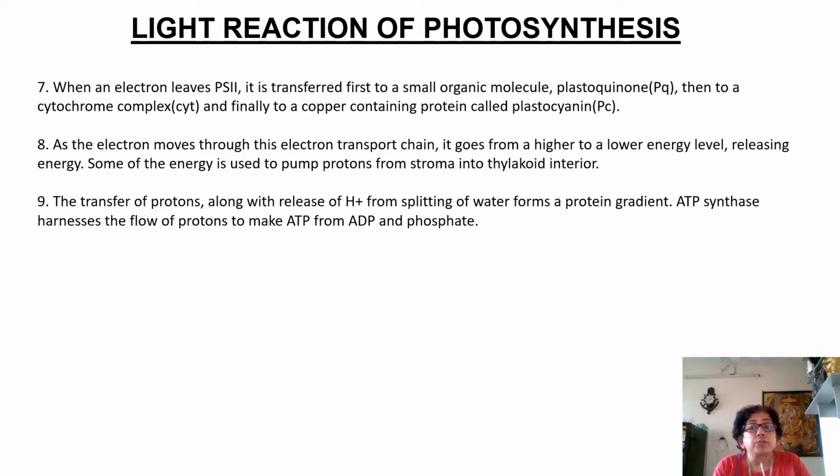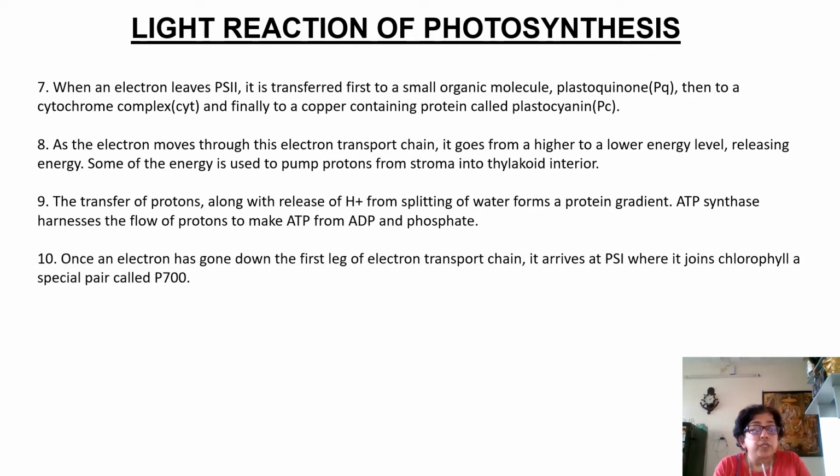The transfer of protons along with the release of H plus from splitting of water forms a proton gradient. ATP synthase harnesses the flow of protons to make ATP from ADP and inorganic phosphate.